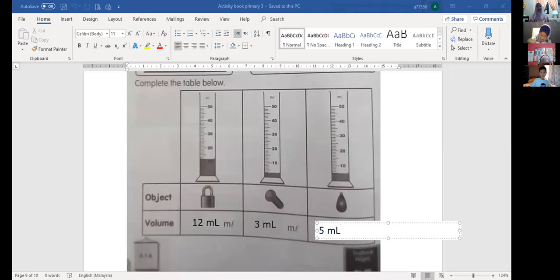5 mL. So this is the volume of the objects. Padlock is 12 mL. Screw is 3 mL. And the last one, the weight, pemberat, is 5 mL. Okay, Dini, Akif, Akmal, give me the correct answer. Okay, very good. So, I hope all of you understand the lesson for today.